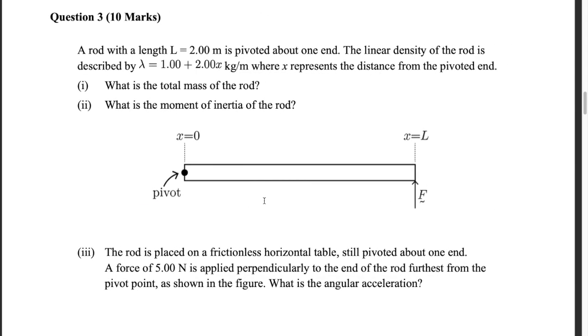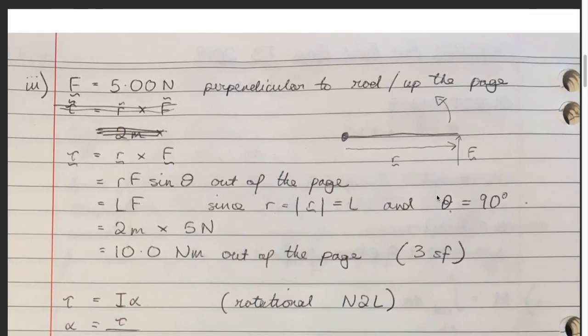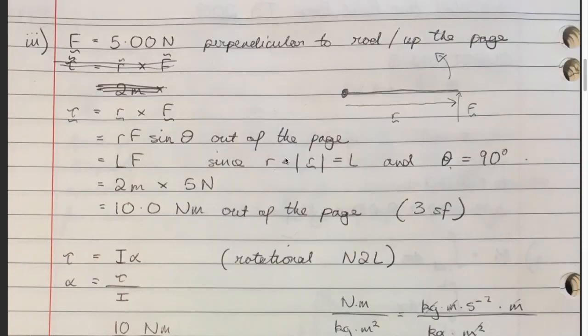Now, part 3, we're going to imagine this rod spinning about the same pivot on a frictionless horizontal table, with a force of 5 newtons applied perpendicularly to the end of the rod furthest from the pivot point. Just based on the way they've drawn the force here, we're going to imagine that the page is the table, so the rod will start spinning anti-clockwise over the page as I've drawn here. We need to find the angular acceleration, but before that we need the torque.